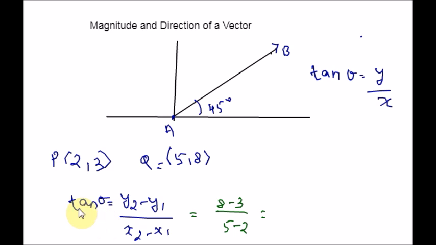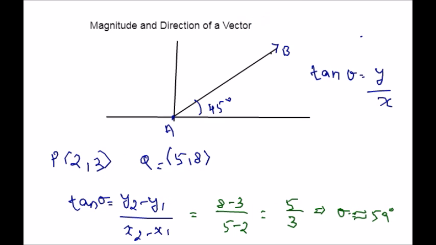And then you can take the inverse tan. You can also use a calculator in this part. So theta equal to tan inverse of 5 over 3. By using the calculator, I am getting tan inverse of 5 over 3 as 59 degrees approximately. Therefore, you can conclude this answer as the vector PQ has a direction of about 59 degrees. Hope you're clear with this example.